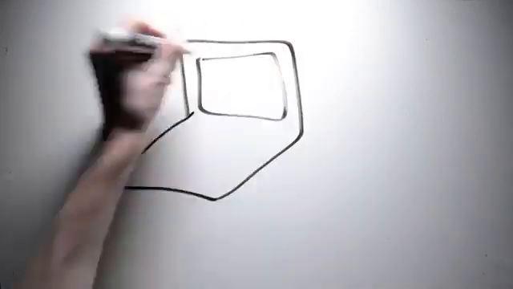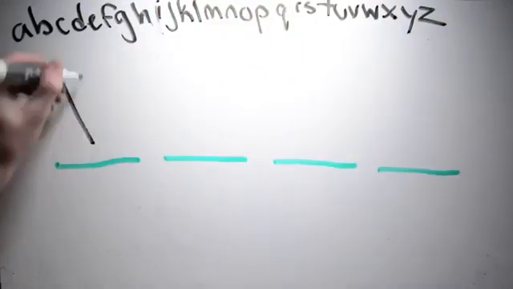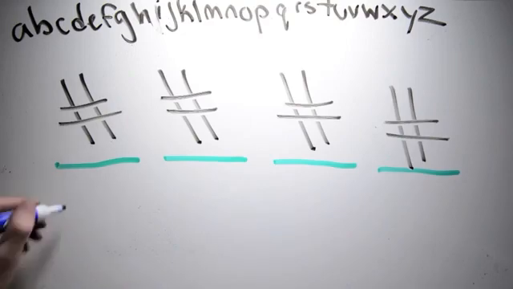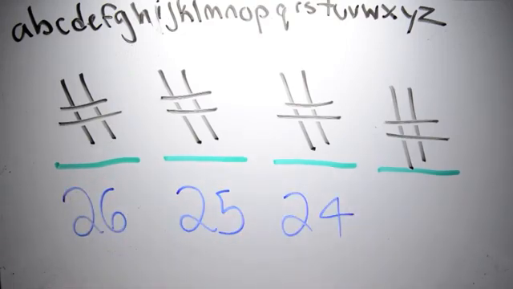Let's say we're making a computer password using the 26 letters of the alphabet, but once we pick a letter, we can't use it again, and we want it to be 4 spaces long. Well, for the first space, we have 26 choices, one for every single letter. For the second space, we have 25 choices, because we already chose one in the first space. In the third space, we have 24 choices, and 23 choices in the fourth space.